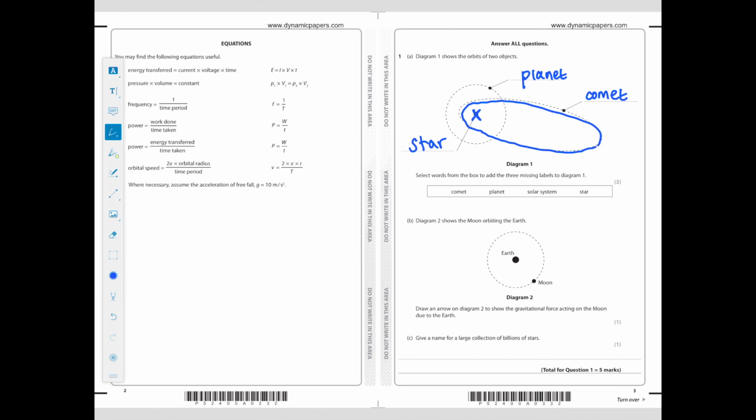Diagram 2 shows the moon orbiting the Earth. Draw an arrow on diagram 2 to show the gravitational force acting on the moon due to the Earth. And you want an arrow that goes from the moon to the Earth because it's being attracted to the Earth.